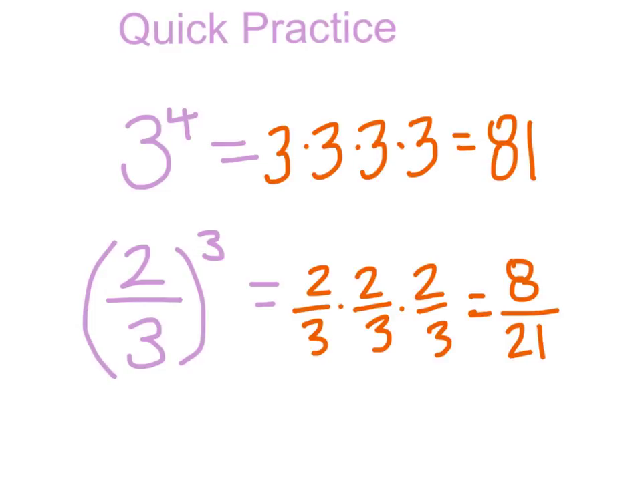Alrighty, here are your answers. 3 to the 4th power is how you would say it. And then 2/3 cubed, or 2/3 to the 3rd power, are how you would verbally say those. And then your answers are here. Please make sure you're marking on your paper whether you got these right or wrong.